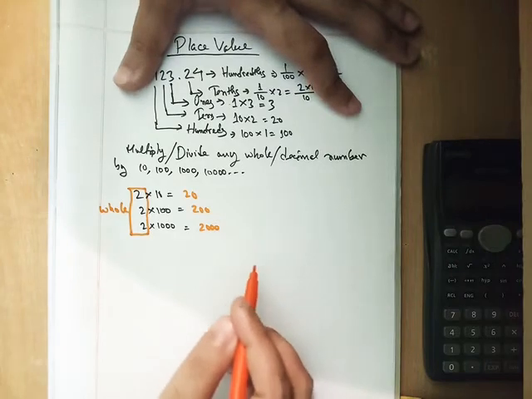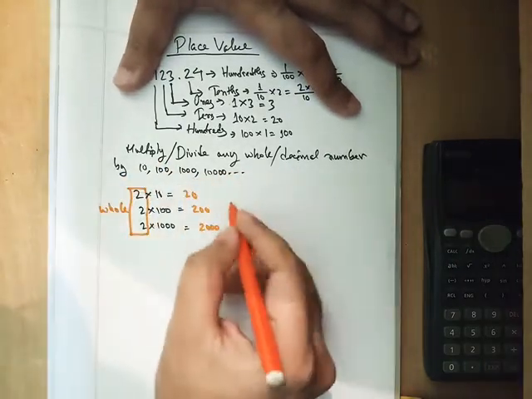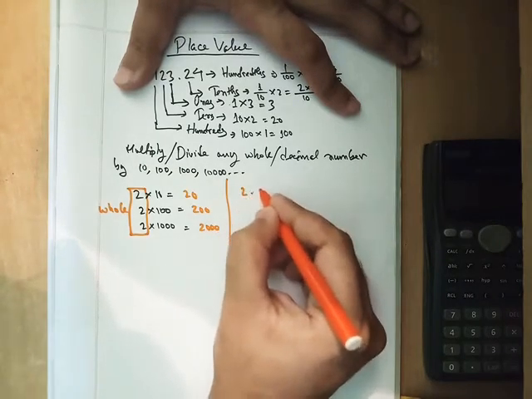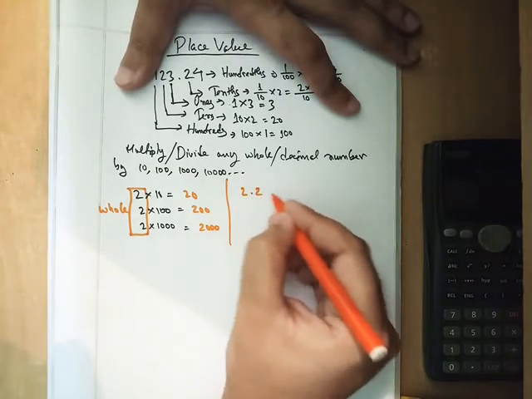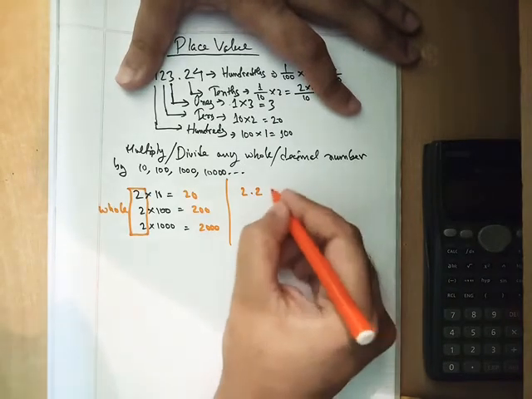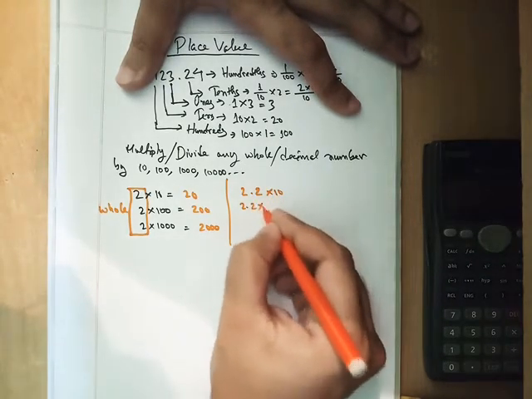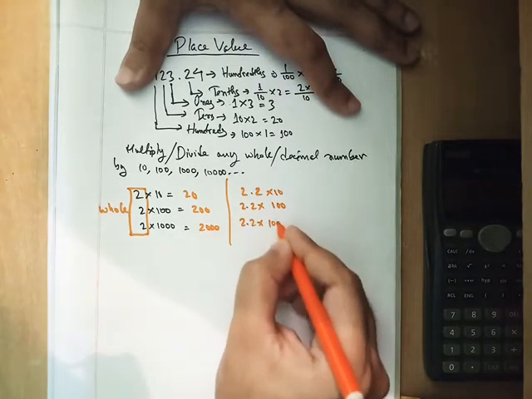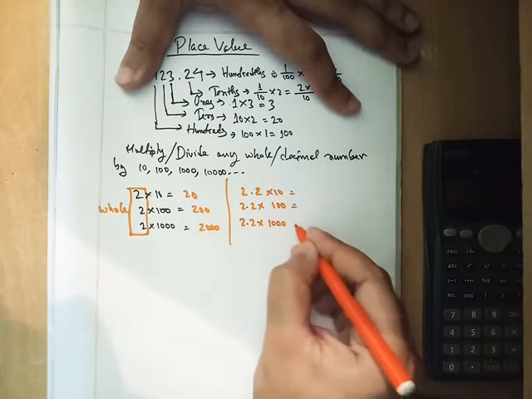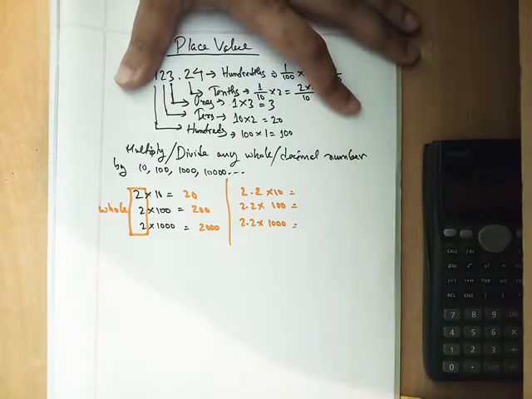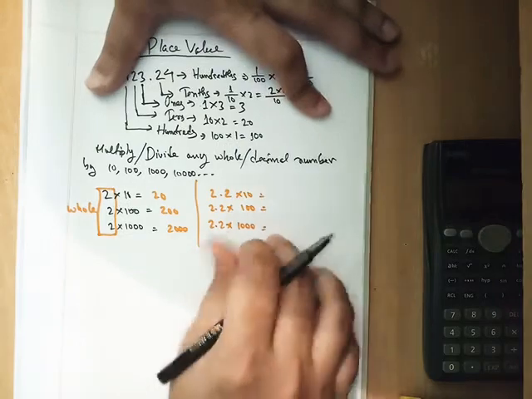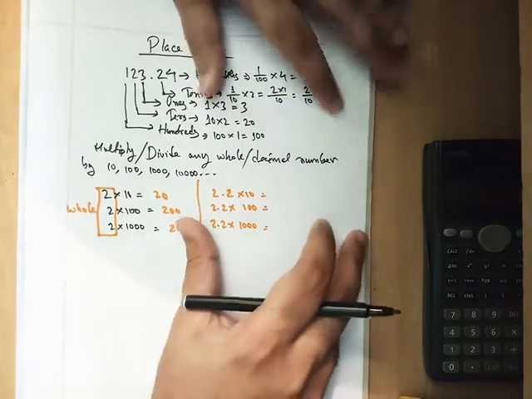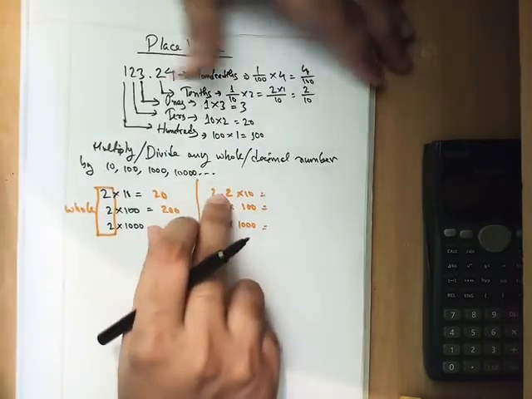Now what if we multiply a decimal number with these series numbers? So let's write a decimal number first. Suppose 2.2, right? So multiplying 2.2 with 10, 2.2 multiplying with 100, 2.2 multiplying with 1000, right? What happens? See, the shortcut way of doing it is, we have a decimal point here, right?